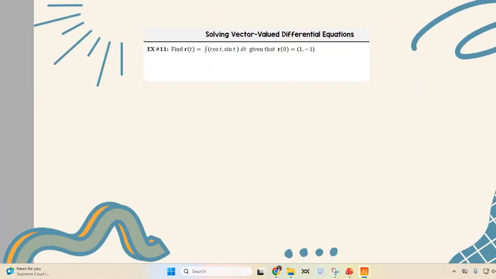So this is solving a vector-valued differential equation. So I have the vector of cosine, comma, sine. And I also have the initial condition that r of 0 equals 1, comma, negative 1. So what do we want to do first? Take the antiderivative. Okay. What is the antiderivative of cosine?